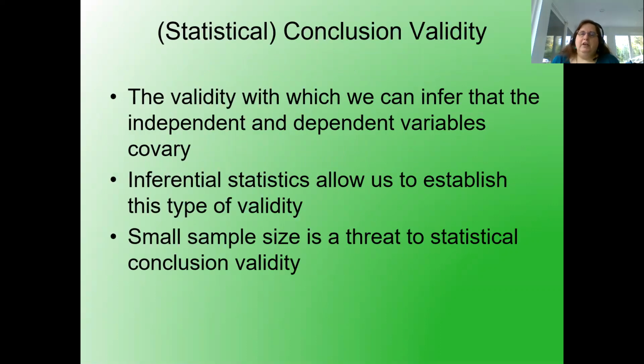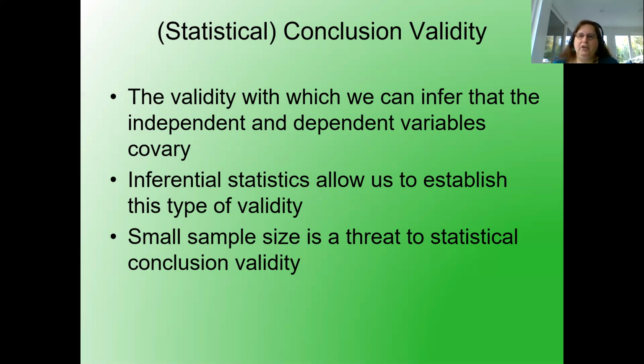The first type, we'll probably talk about not for a long time, just for a little bit, because it's statistical conclusion validity. And it's pretty much what you studied in your statistics class, right? It's the validity with which we can infer that the independent and dependent variables covary. And it's inferential statistics that allow us to establish this type of validity, right? So we're talking really here about how does our type 1 and type 2 errors look, right? How do we have false positive? Do we have false negative?